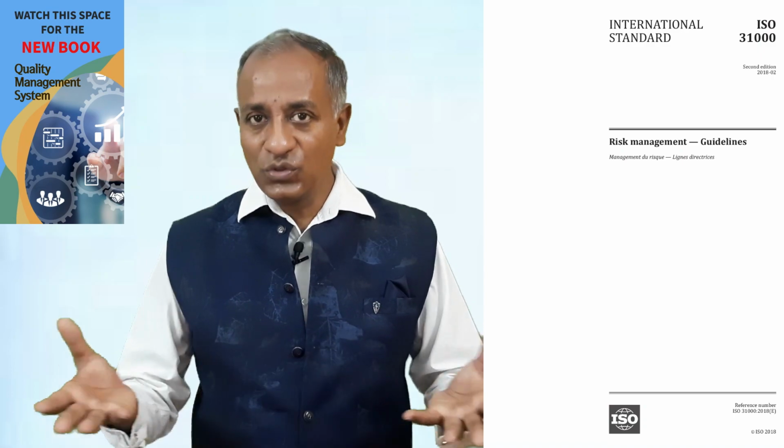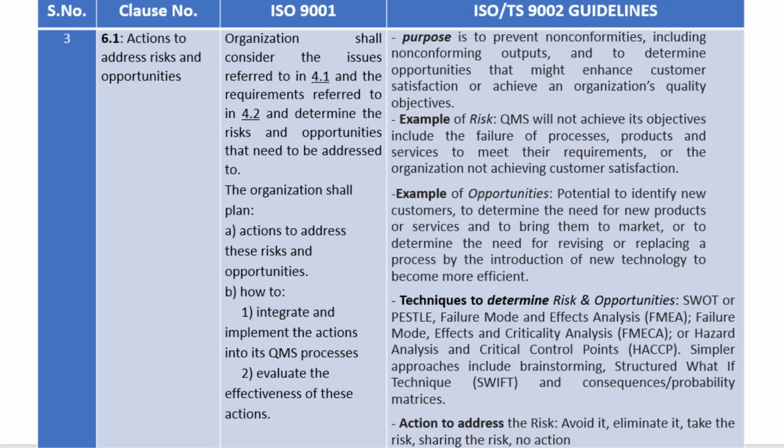risk analysis. If you go through that, you will find information about the purpose, how we can prevent non-conformities with respect to the output, and how we can identify the opportunities which can enhance customer satisfaction. Then there are different examples given with respect to risk. Maybe the QMS is not achieving its objective, maybe there is some failure in the process, product or services, maybe customer satisfaction is not being achieved. Then there are also examples of what exactly is the meaning of opportunity, maybe some new customers that we can identify. Then it's talking about some new development, some new technology, how we can make it more efficient.